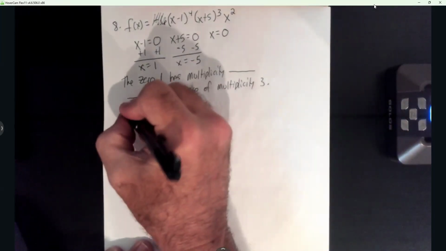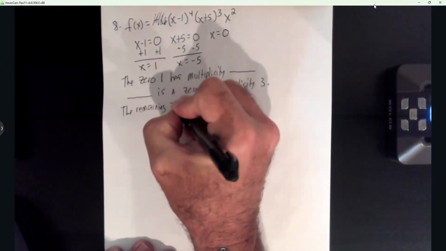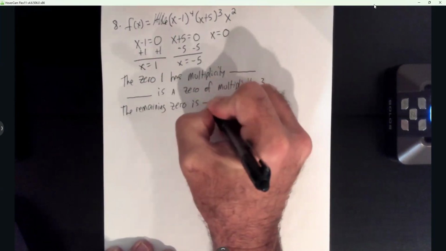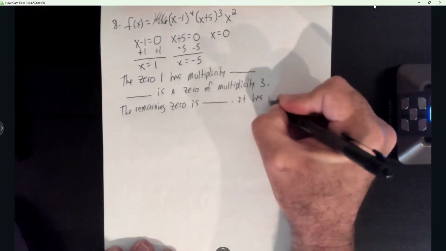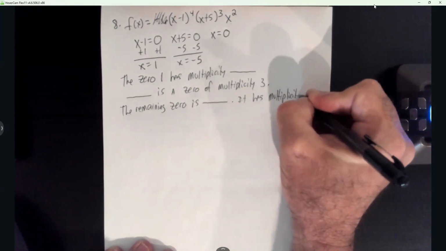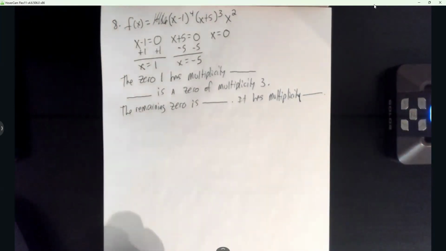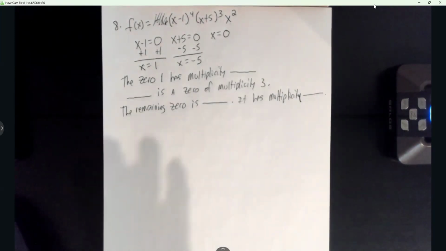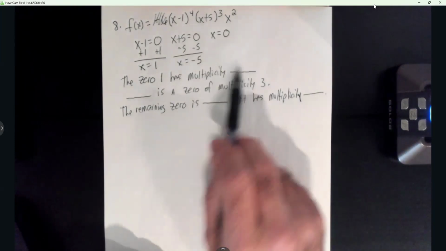And then the remaining 0 is blank. It has multiplicity blank. So they want us to fill in these blanks. So y'all, here's the question. What goes in the first blank?